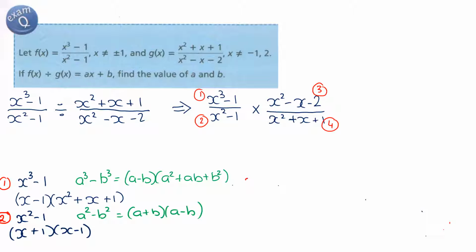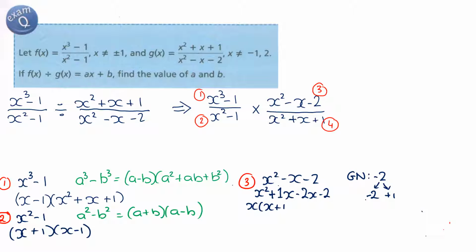Now let's look at number 3. So we have x squared minus x minus 2. So my guide number here is minus 2. So this will be plus 2. Apologies, so it's going to be minus 2 by plus 1. So we will have x squared plus 1x minus 2x minus 2. So we have x plus 1 minus 2 gives me x plus 1. And my check is, are my brackets the same? Yes, they are. x plus 1 and x minus 2.